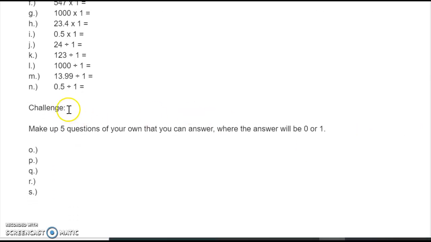Why don't you, after you've done my 15 questions, make up 5 questions of your own that you can answer, where that answer will be 0 or 1. You can be as simple or as ambitious as you'd like to be. You can go crazy with big numbers, or you can keep it nice and simple. But the answer needs to be 0 or 1 if we're multiplying or dividing by 1 or multiplying by 0. Those are the 3 types of questions I want you to make up. Fab. Off you go.